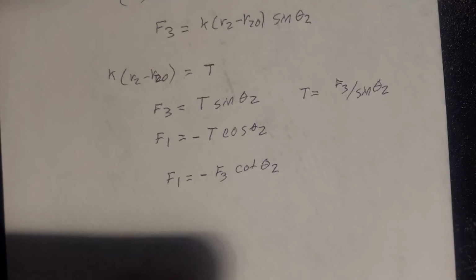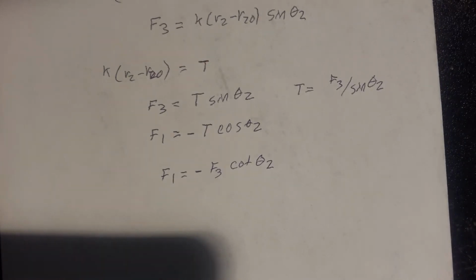theta 2. And so even though the motion of those sliders is independent of each other, okay, the forces that we will have to put on those sliders to hold them at equilibrium are not independent of each other. And so they're just going to be related by the cotangent of theta 2. All right.